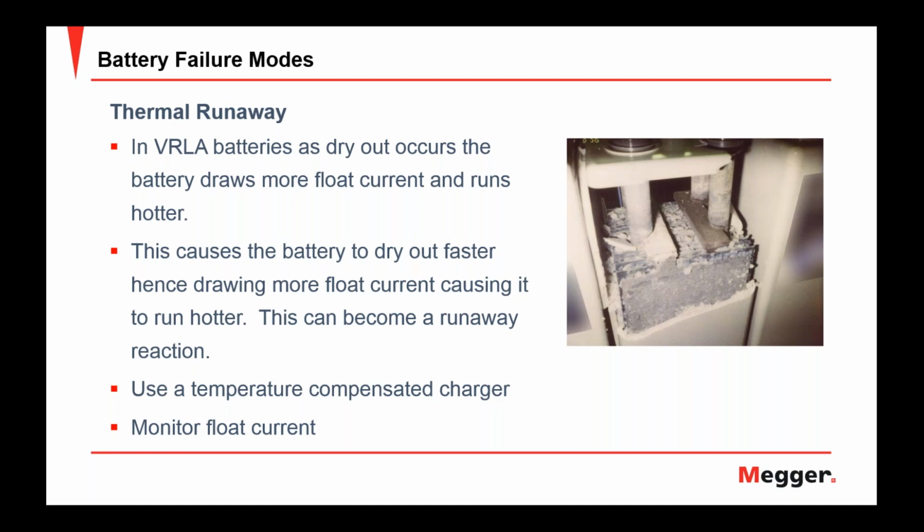And in this case, when you have a thermal runaway, the battery will fail in one of several modes. It will either catch on fire, melt, or explode. So this is one of the conditions we want to avoid. So how do we avoid this? Well, one of the easiest things to do, if you're using VRLA batteries, is use a temperature compensated charger. These types of chargers will monitor the temperature and make sure that you do not exceed your float current values. And the other thing you want to do is monitor your float current. You want to make sure that's part of your maintenance routine. And if you see float current going up over time, this is a flag that we want to investigate.